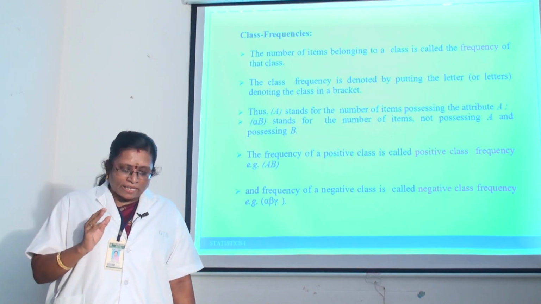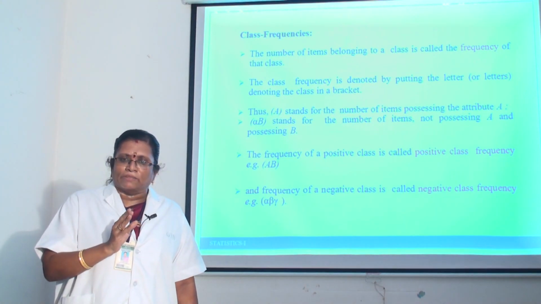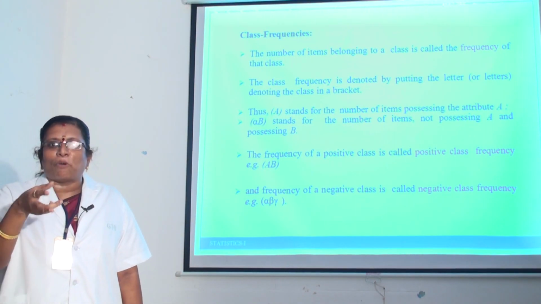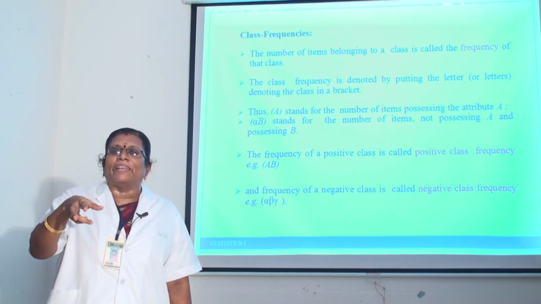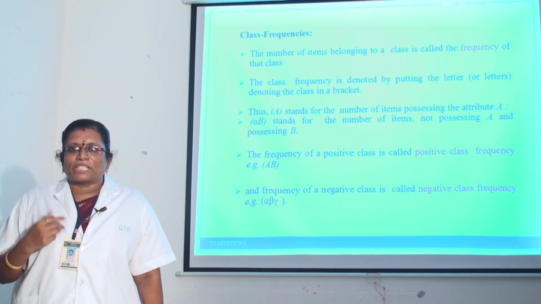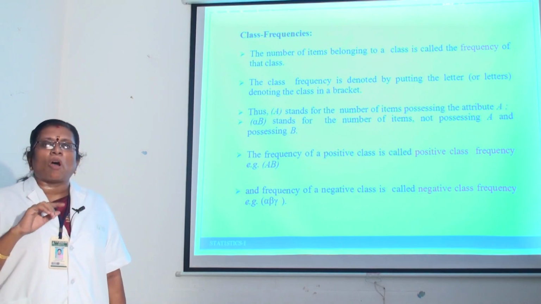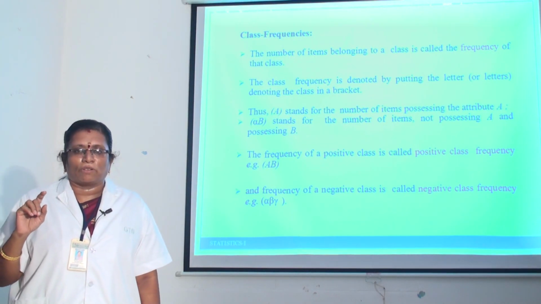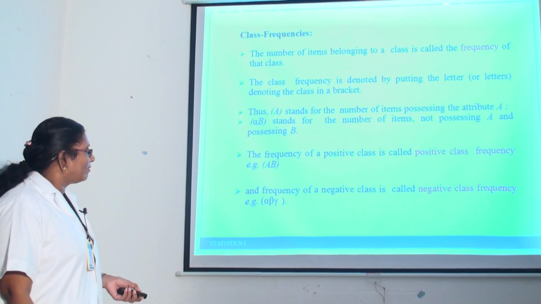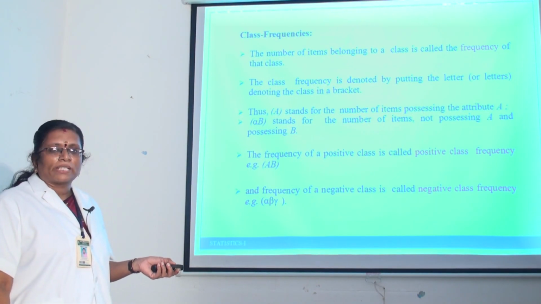Suppose I am saying positive class frequency is only positive, negative class frequency is only negative. Then you get the doubt that suppose it is coming in combination, suppose A and beta, then how will you say that? The question comes. That is nothing but contrary class frequency. So positive class, negative class, and at the same time the next one is contrary.